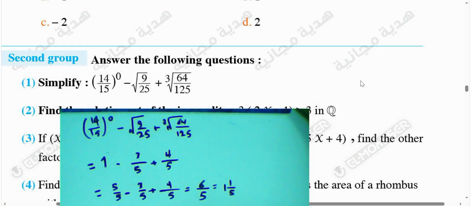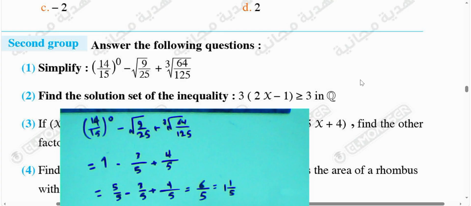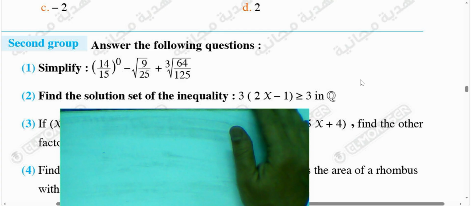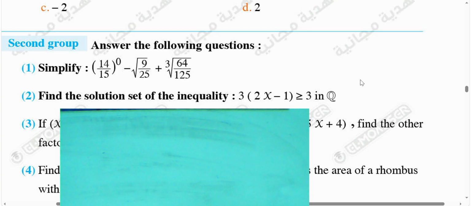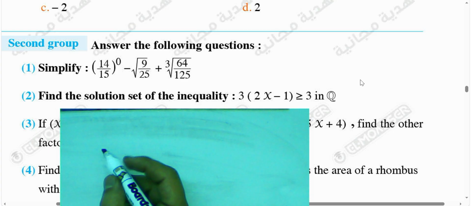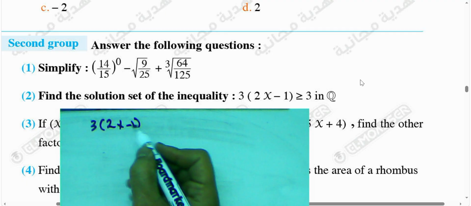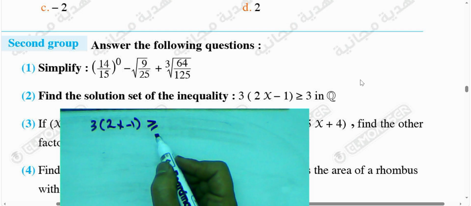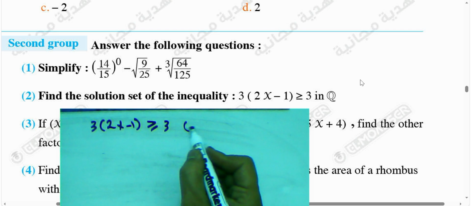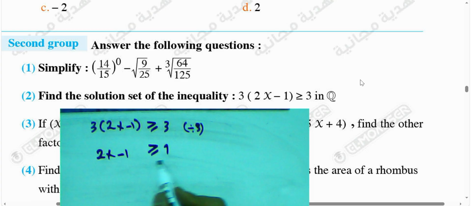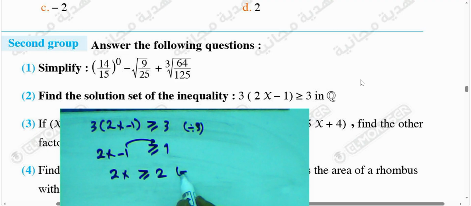Okay, next question. Find the solution of the inequality here in Q. Real numbers. Q here means rational numbers. First question. 3 product by 2x minus 1 is greater than or equal to 3. First step, you must divide by 3. 3 divided by 3 is 1, then we have 2x minus 1 greater than or equal to 1. So you can write 2x greater than or equal to 1 plus 1 equals 2. Next, divide by 2, then x is greater than or equal to 1.